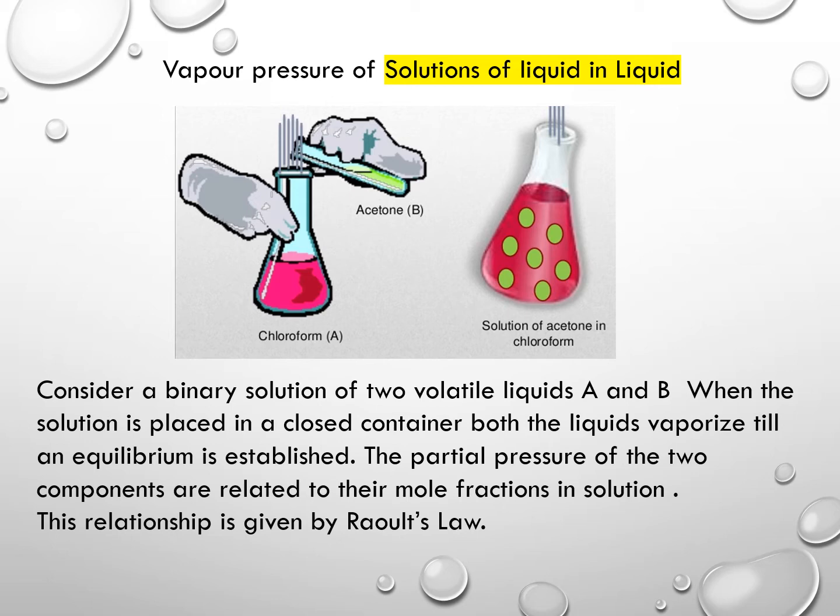But this vapor pressure that is created is not the same as in the case of a pure solvent. So this is called the partial pressure of the component. And to calculate this partial pressure, it is related to the mole fraction in the solution. So it depends on the number of particles that are present in the solution. To understand this better, it was explained by Raoult's Law.